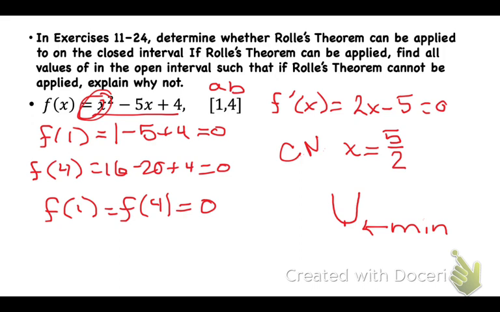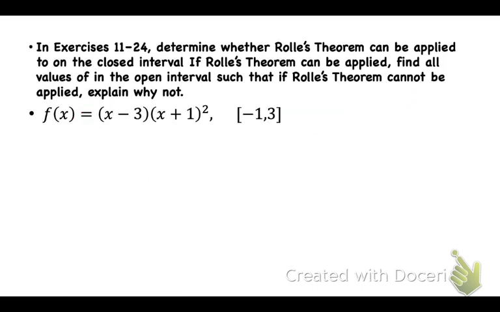Okay, same directions. What's the first thing I got to do? F of x equals x minus 3 times x plus 1 squared. You have to plug in -1 and plug in 3 and then see if they equal each other. So do it. It will be much quicker to do it on your own, right? And don't multiply it out. Just plug them in as they are. Oh, I wasn't planning on it. Don't worry.